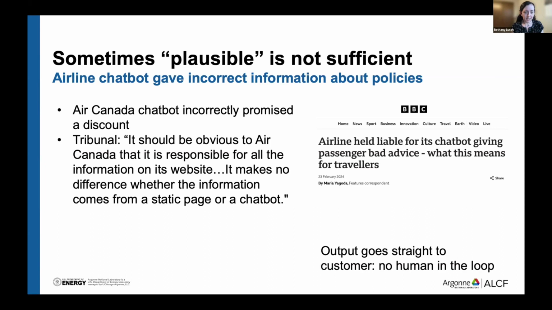because we also have other cases, like Air Canada has a chatbot answering customer service queries. The chatbot incorrectly promised this person a discount. The airline did not want to be liable for that, but the court recently found that they did. And they said it should be obvious to Air Canada that it is responsible for all the information on its website. It makes no difference whether the information comes from a static page or a chatbot. So this is another case where the output is going straight to a human with no one checking it.